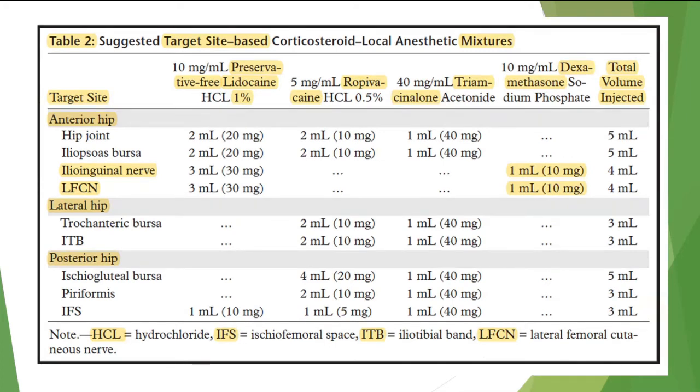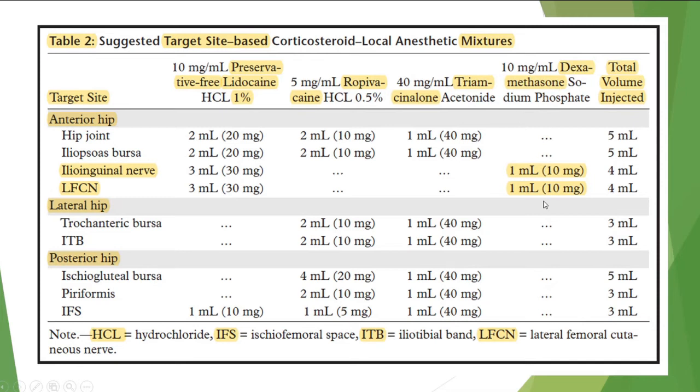So here, just to mention a bit of the recommendations that they give from their institution about the mixtures. This is an interesting table. Some of the things that I thought interesting here is, of course, we need to check that the lidocaine is preservative free, that it doesn't have any substances of preservation. It needs to be diluted into 1%, so we have a 9-to-1 ratio there. You can use either lidocaine or ropivacaine. Then here they mention the difference between triamcinolone acetonide and the dexamethasone that we mentioned.